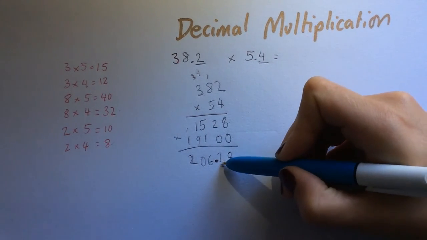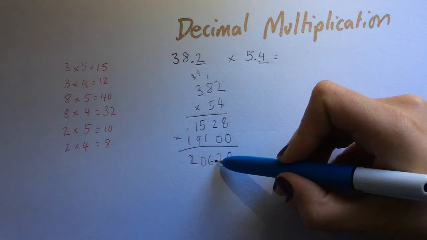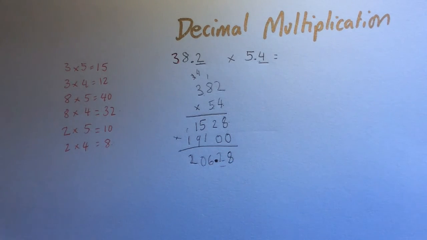So my answer is actually 206 and 28/100ths. Remember to show all of your working out, and good luck with the upcoming sums.